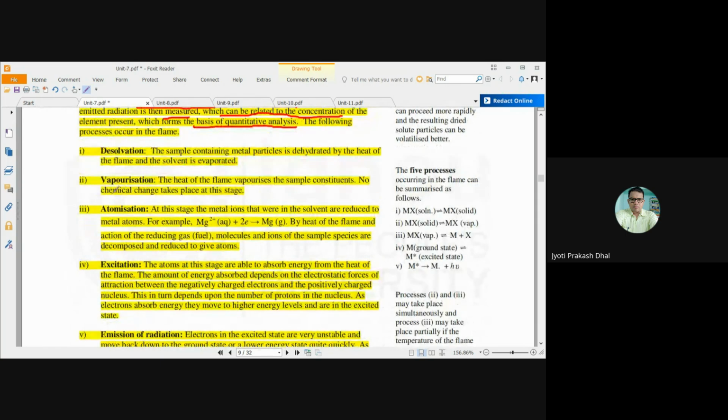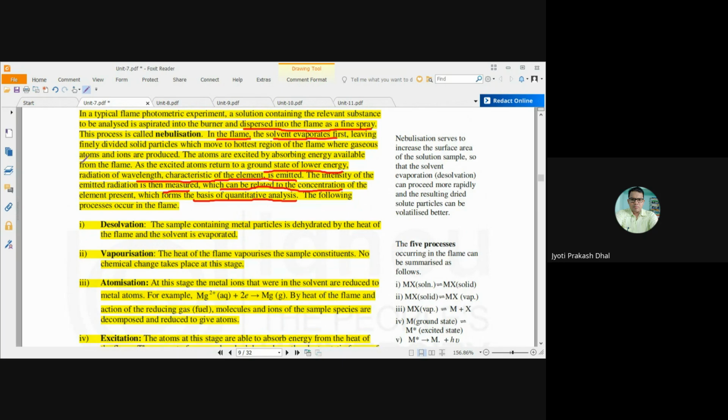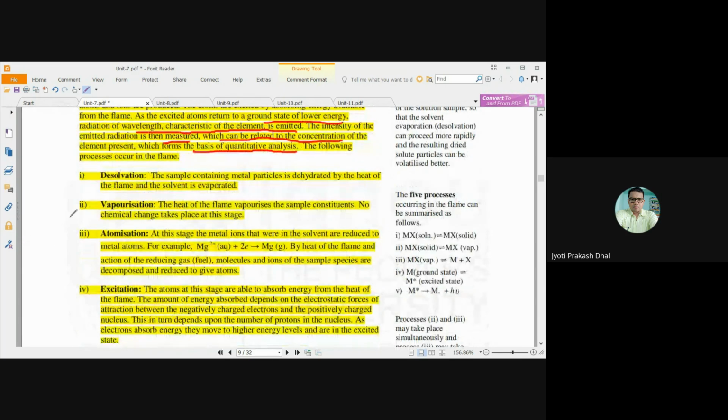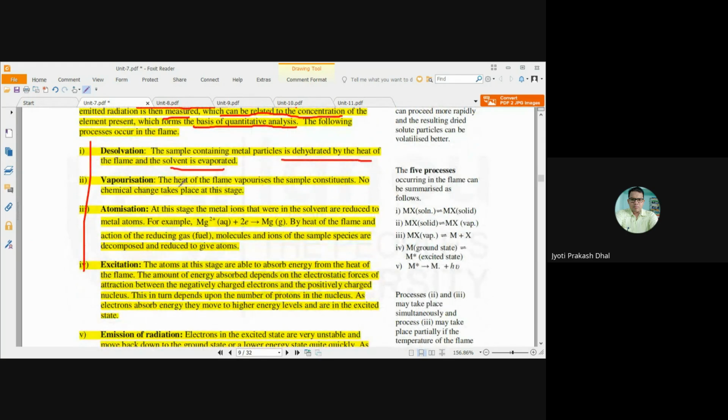So when the analyte sample in the solution state is aspirated into the flame of the burner, it will be dispersed into the flame as fine spray, and after that these phenomena will occur. The first one is desolvation. The sample containing metal particles, that means the atomic particles, is dehydrated by the heat of the flame and the solvent is evaporated fast. When they interact with the hottest zone of the flame, the solvent evaporates fast, and after that comes vaporization.